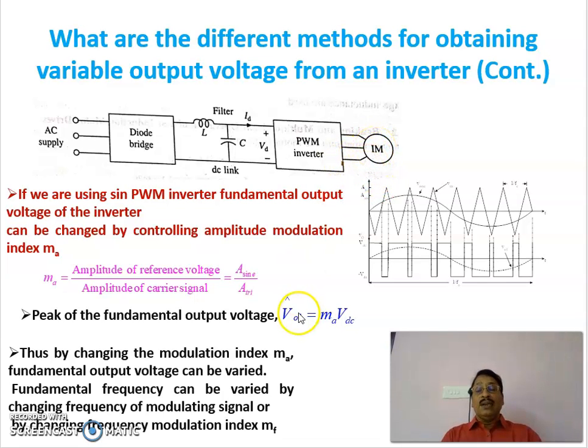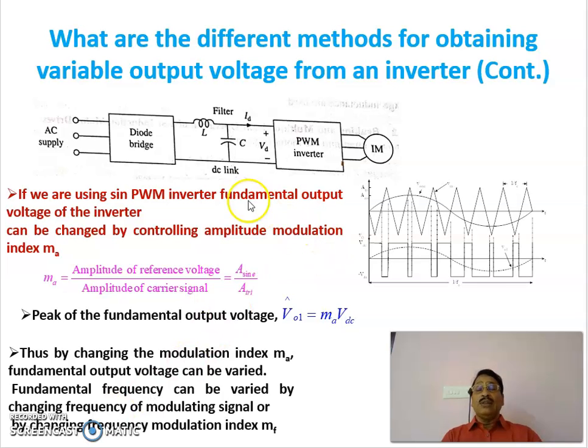Now, to vary the frequency, the fundamental frequency is the same as the frequency of the modulating signal. Therefore, by varying the frequency of the modulating signal, you can vary the fundamental frequency. So, by varying the amplitude modulation index MA, you can vary the fundamental output voltage magnitude, and by controlling the frequency, you can vary the fundamental frequency output of the inverter, which is given to the stator of the induction motor.